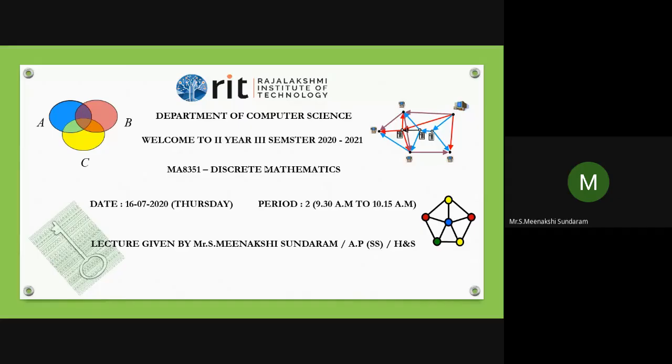And sometimes discrete mathematics will also come as a fifth semester paper with the same heading. Only the subject code differs. So here, for the third semester, it is MA 8351. Okay, now we are going to the next one.